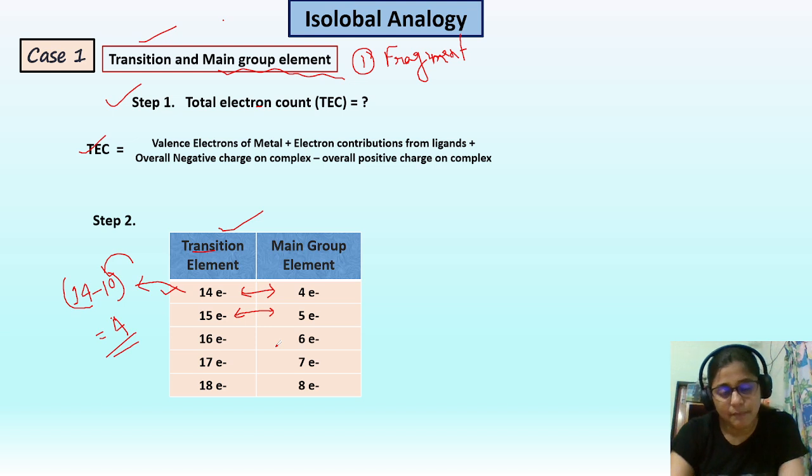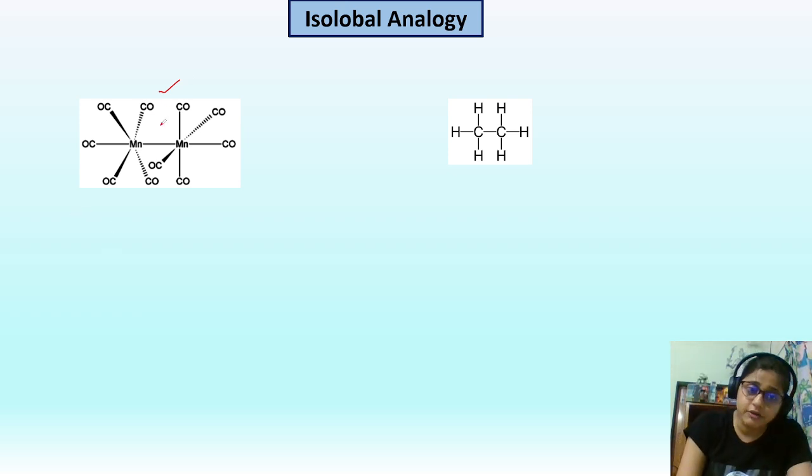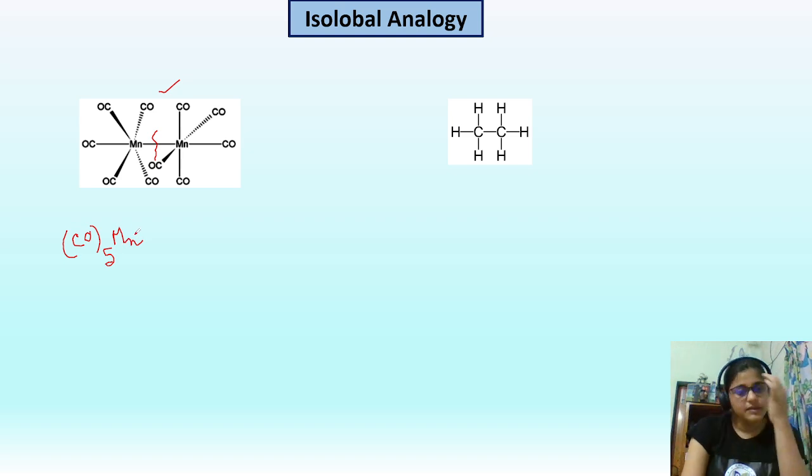By taking an example, you can clearly understand this topic. This is not a very tough topic. So let's say this one. First step is fragmentation. We have to find out the fragment. So first, let's say I just leave the metal bond. What I got is 1, 2, 3, 4, 5, CO5 Mn. Now the total electron count. We know Mn is a d5 element, a d5 transition metal.